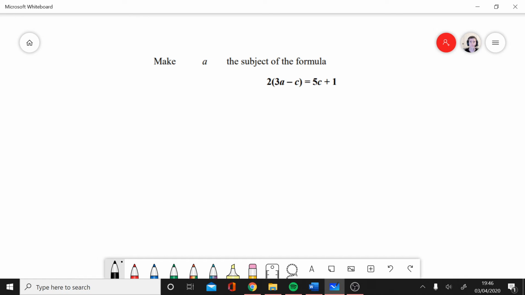Okay, so this is the first of the last 3 questions. So we have 2 lots of 3a minus c being equal to 5c plus 1. So what we're going to do here is we're going to let you have a second to give it a go, and then I'll run you through how to do it. Off you go.